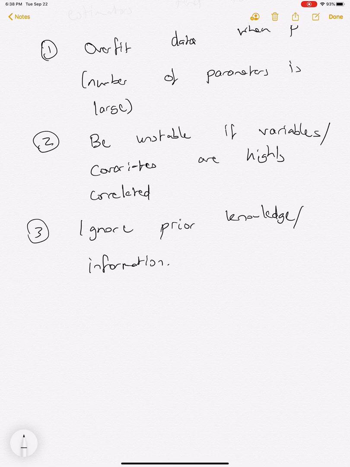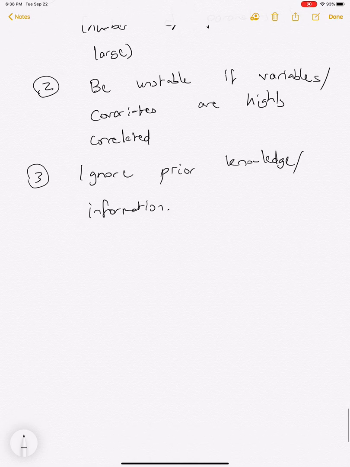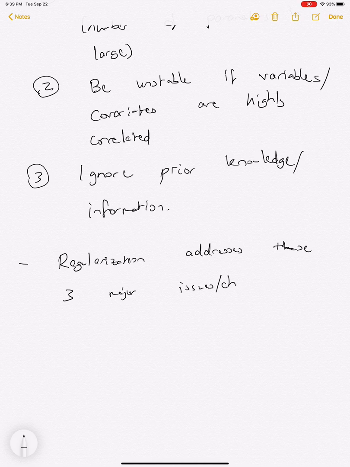The other thing is that you might have some prior information. Like you might say there are 1,000 features in the data, but only 10 of them are really going to be relevant, and maximum likelihood doesn't really account for that. Is there some way we can account for that? Regularization addresses these three major issues or challenges.